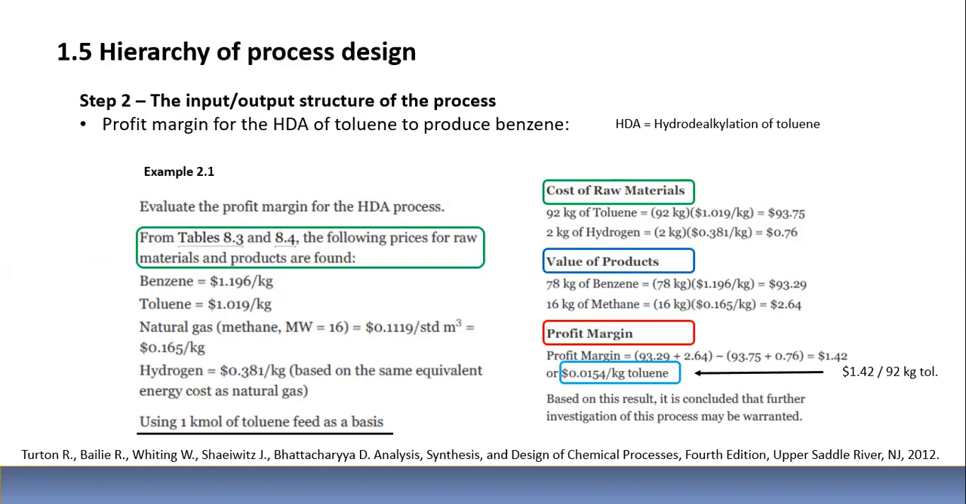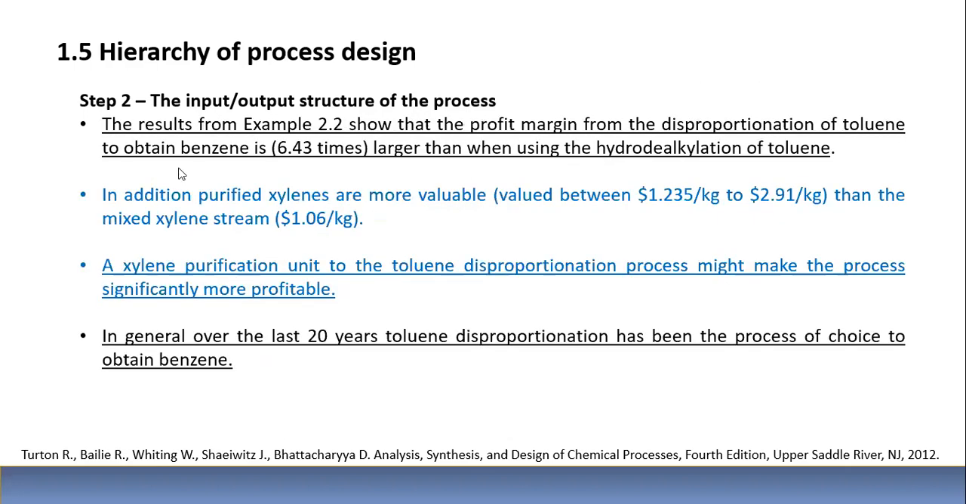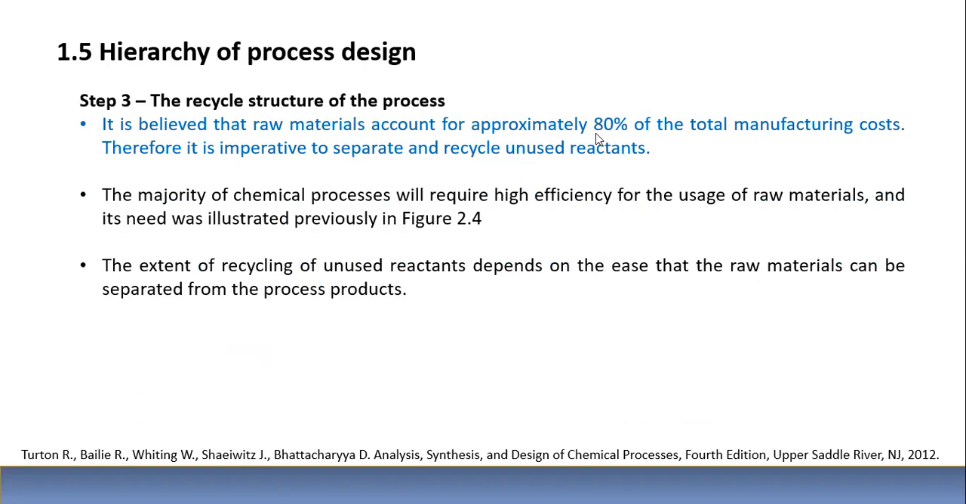If you can recover hydrogen downstream and send it back to the beginning of the process, to the feed stream, then you will save on purchasing hydrogen. You have to spend less money on reactants. If you purify and recycle the reactants back to the beginning of the process, it is believed that raw materials account for approximately 80% of the total manufacturing cost. Therefore, it is imperative to separate and recycle unused reactants.